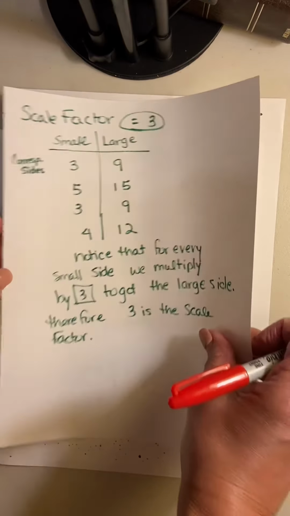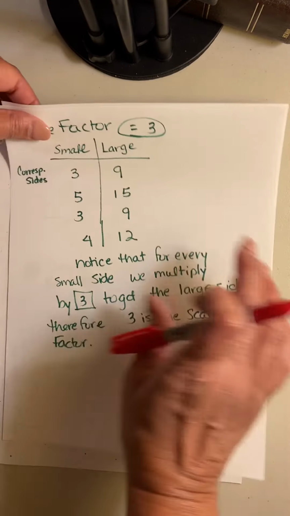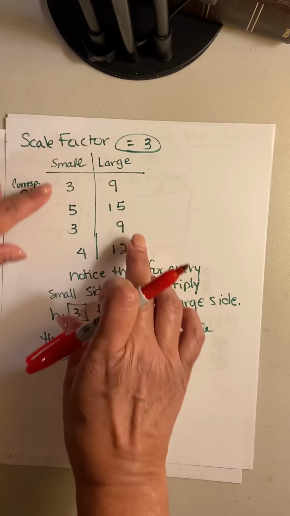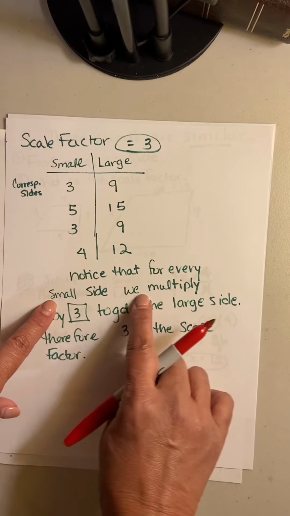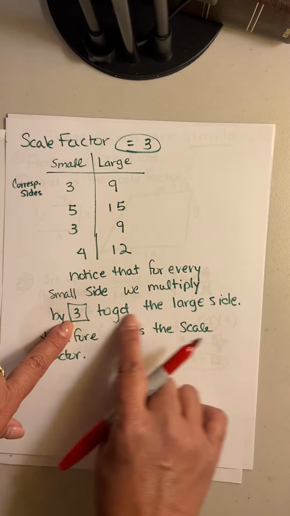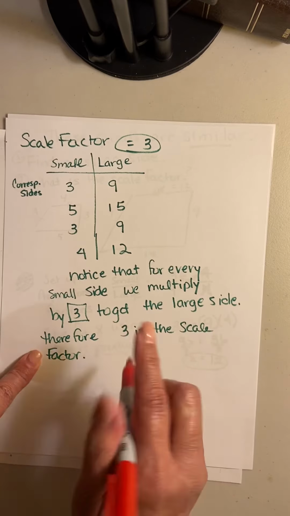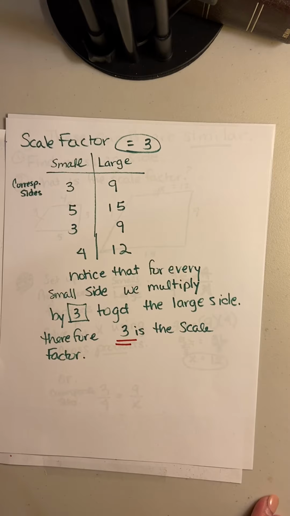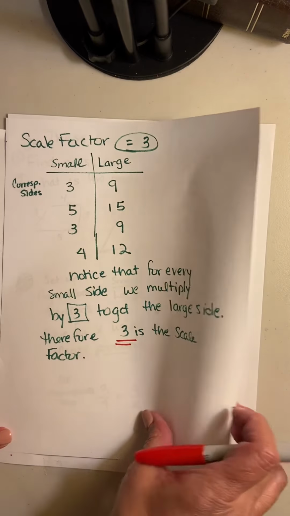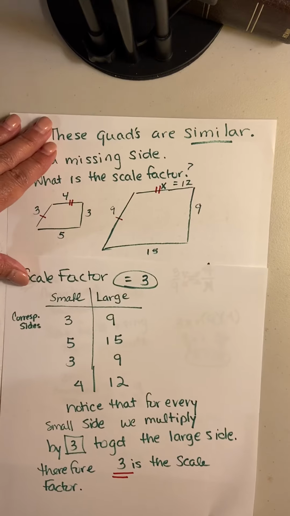So I went ahead and just made a little chart, and I used my corresponding sides. Notice that for every small side, we multiply that by 3 to get the largest side. So therefore, 3 is the scale factor. All right, this is not terribly difficult, but sometimes you got to see it, and sometimes the numbers aren't nice and neat. So let me go ahead and show that to you again with the picture.